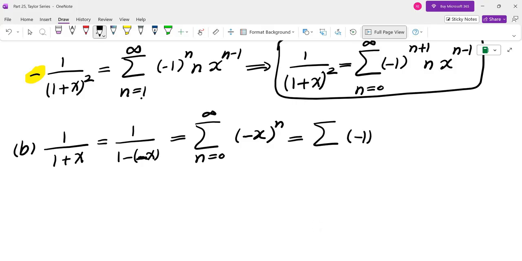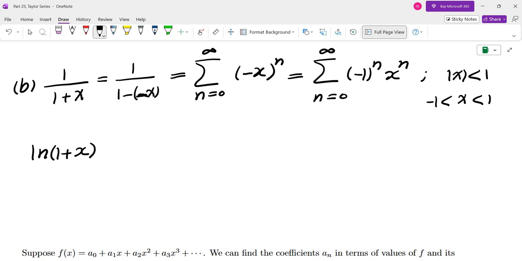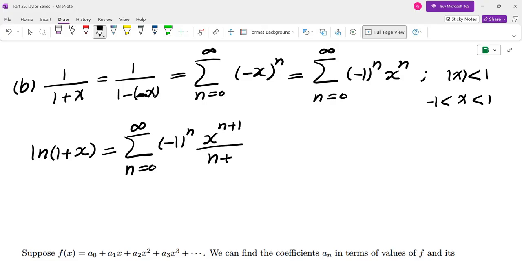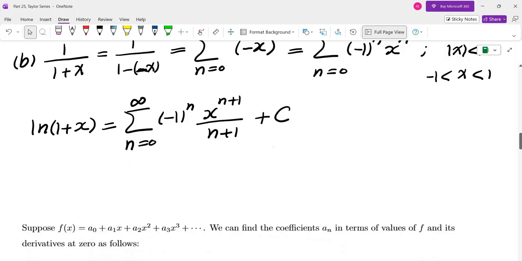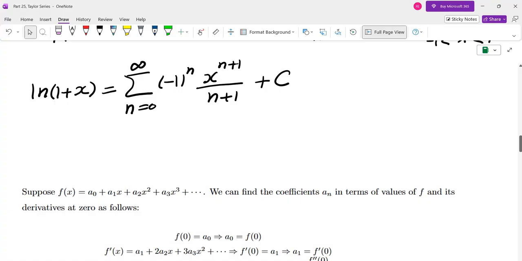So let me just write this down as the sum of (-1)^n x^n, n equals 0 to infinity. Now we're going to integrate this one. When x is between -1 and 1, 1 plus x is positive, so when we integrate, we don't need an absolute value. So we get natural log of 1 plus x equals, on the right side, the sum n equals 0 to infinity of (-1)^n x^(n+1) over (n+1). That's the integral of x^n, but we do need a plus c on the right side.